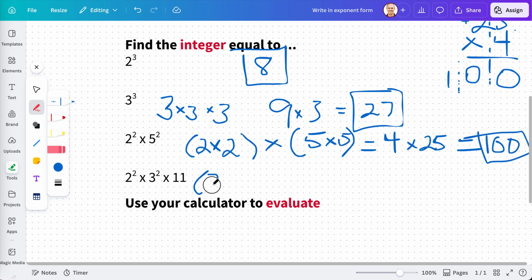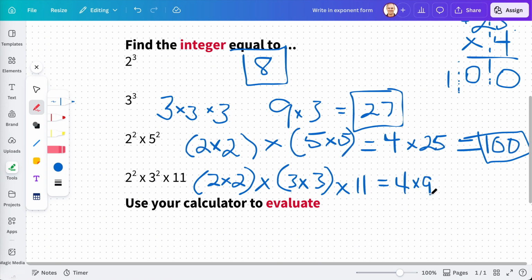Okay, 2 times 2 is 4. Times 3 times 3, or 3 to the second power. That's going to be 3 times 3, times 11. Okay, so again, this is equal to 4 times 9 times 11.